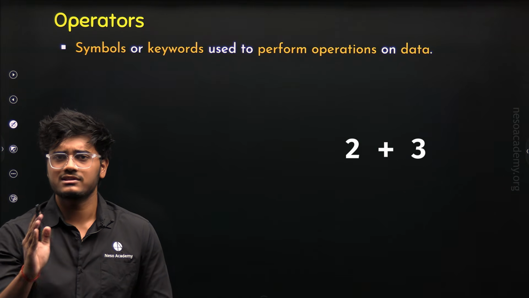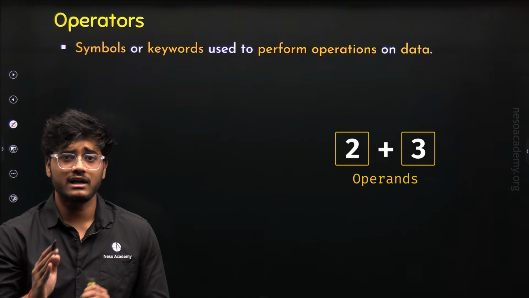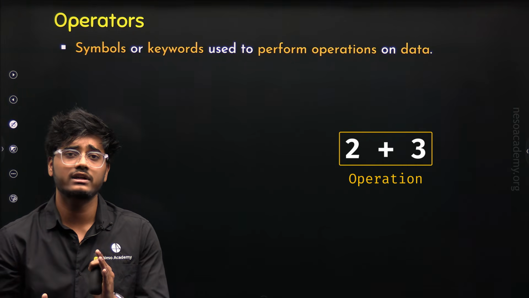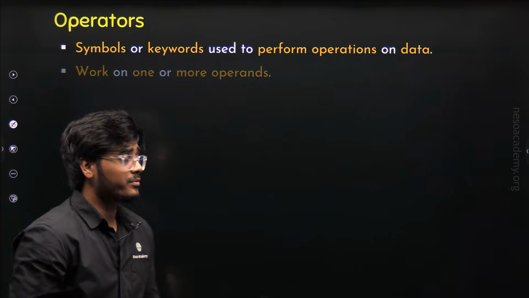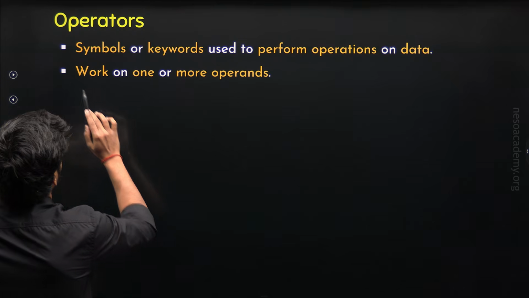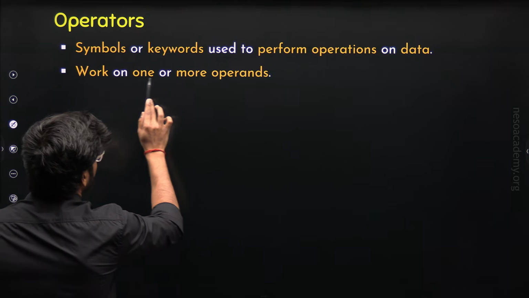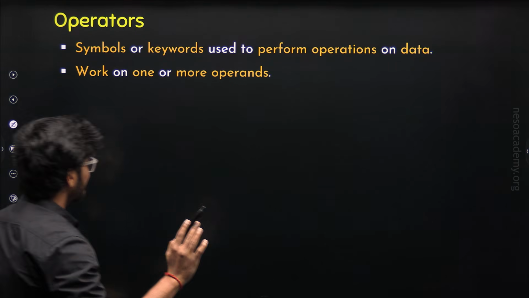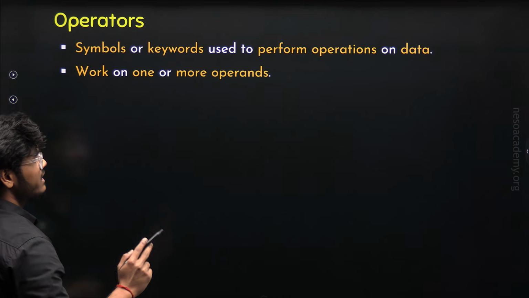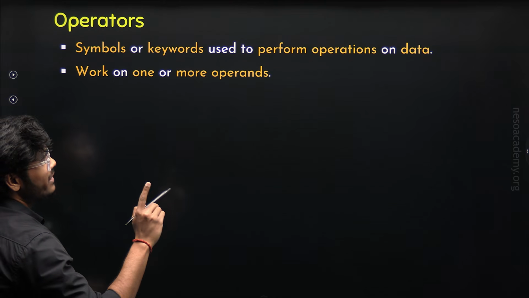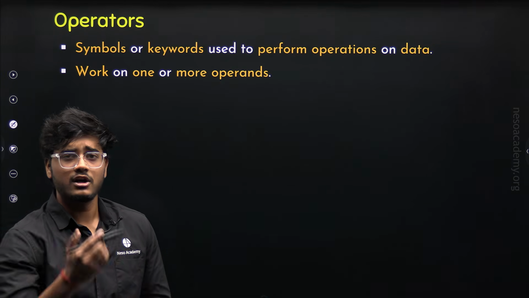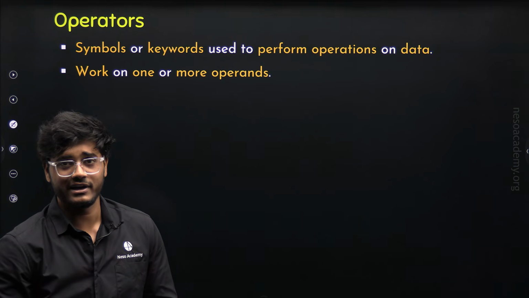Example 2 plus 3. Here 2 and 3 are operands and the plus symbol is our operator and the whole process is called as operation. Now operators work on one or more operands. Means operators work on one or more data values. Just like we saw 2 plus 3. Here we have 2 operands. Similarly, in VHDL, we can have one operand based operation. Example, not of 101. Here, 101 is a single operand.